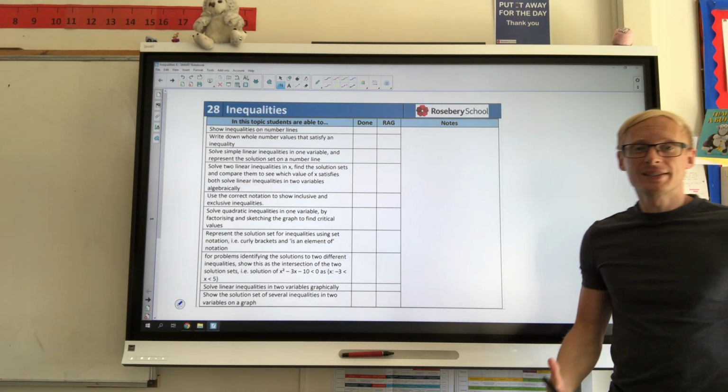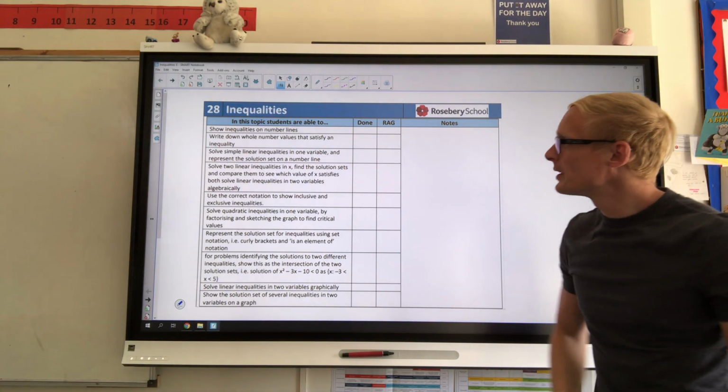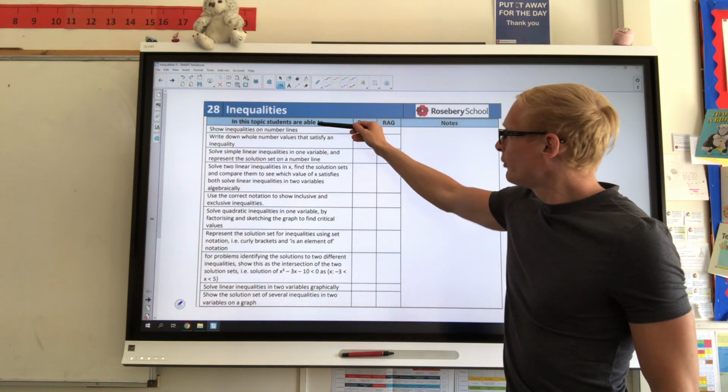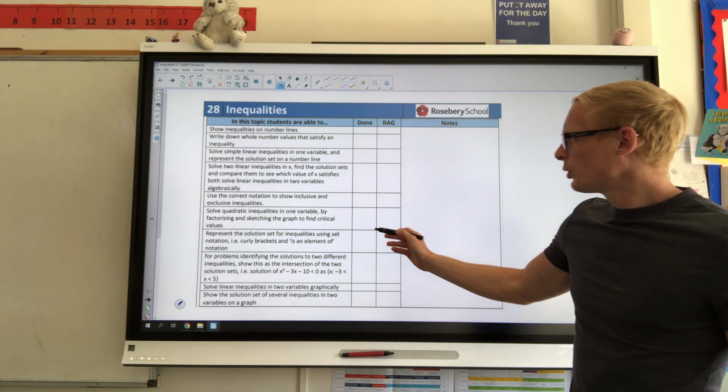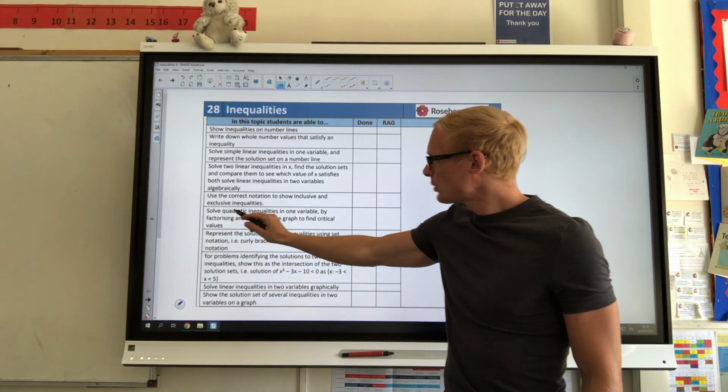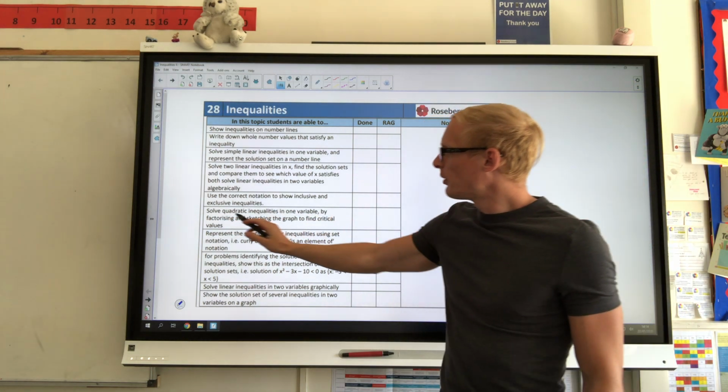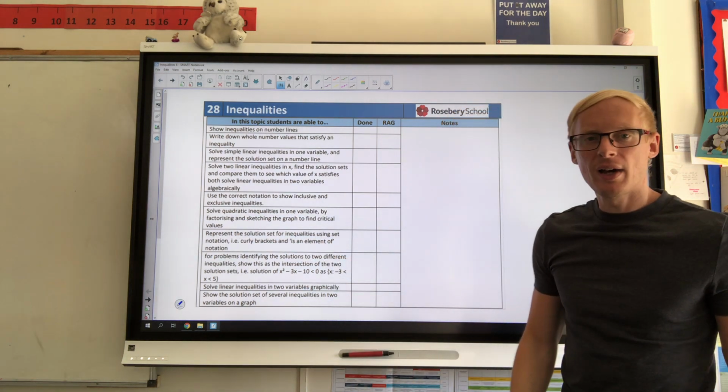Okay, hello and welcome to lesson 6 of topic 28, inequalities. Now, so far we've covered all 4 of these bullet points to begin with. We're now going to focus on this one here, solving quadratic inequalities in one variable by factorising and sketching the graph to find critical values.